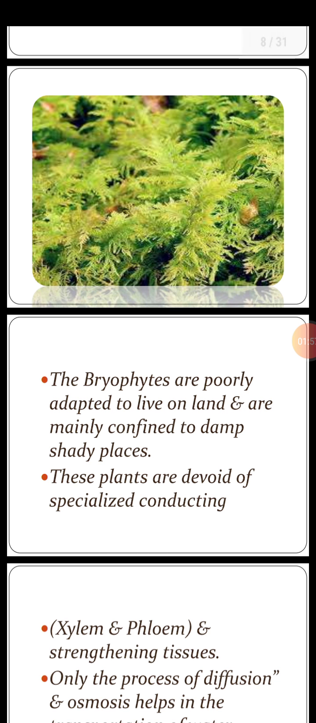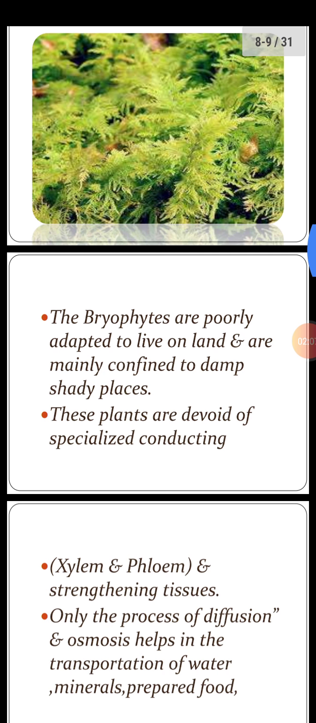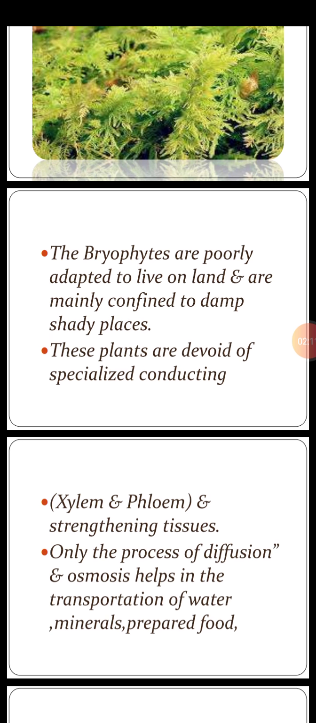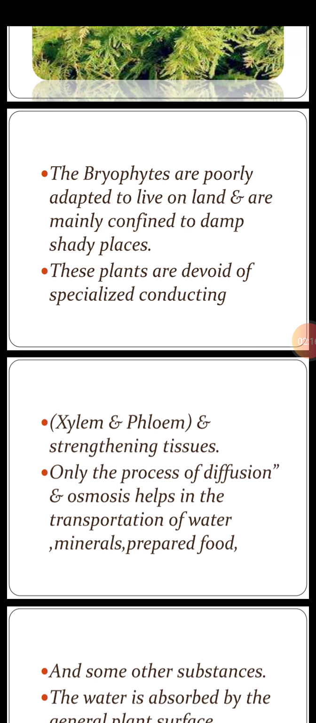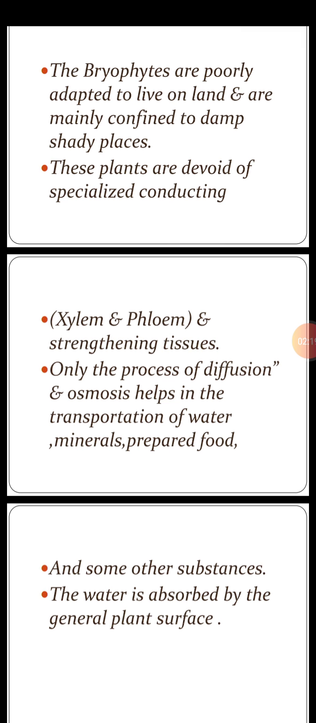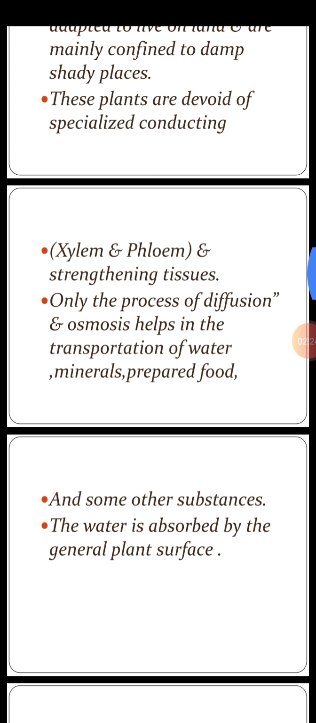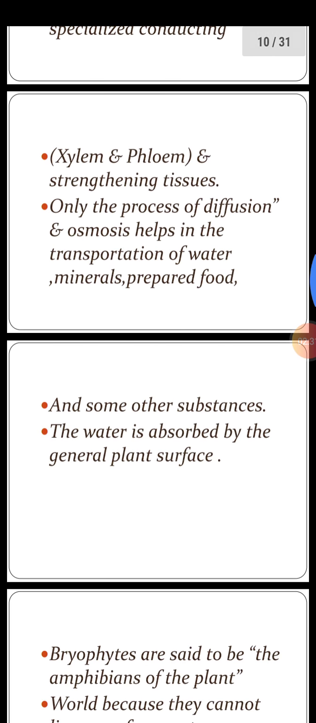The Bryophytes are poorly adapted to live on land and are mainly confined to damp, shady places. That is, they love moisture, they need water. These plants lack specialized conducting tissues, vascular tissues, xylem and phloem, and strengthening tissues. Only the process of diffusion and osmosis helps in transportation of water, minerals, prepared food, and some other substances through the plant. The water is absorbed by the plant surface.